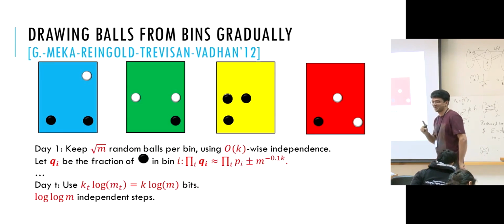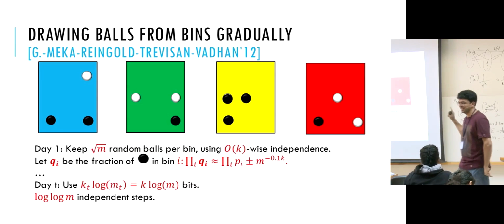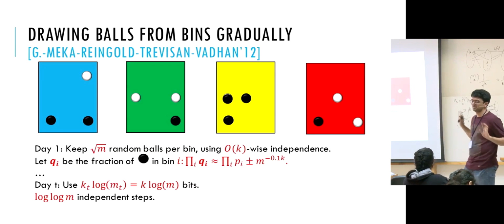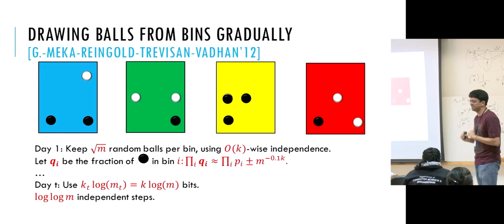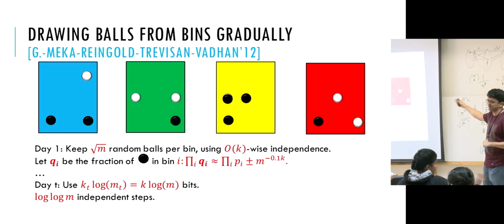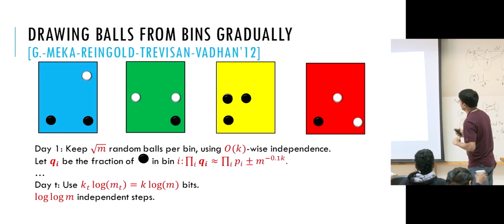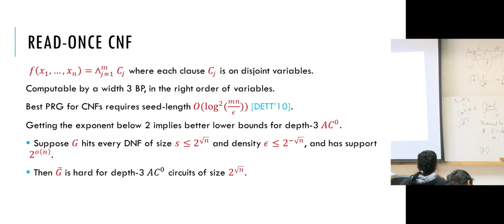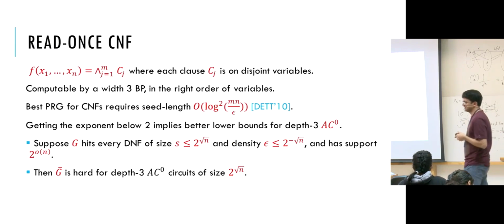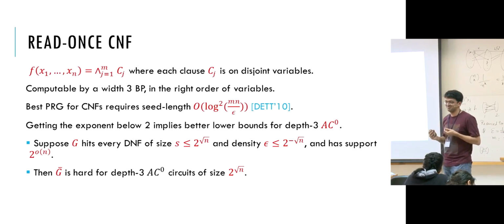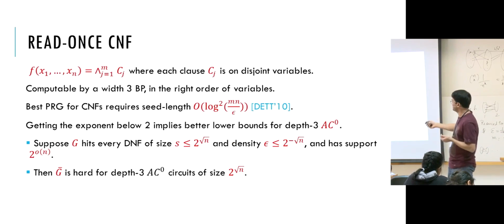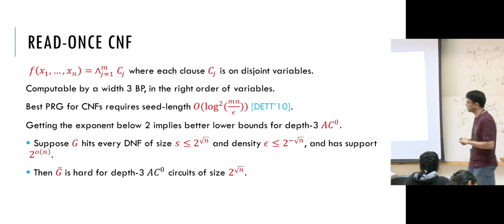I'll tell you one more generator which does something more intelligent than this one. That one I genuinely don't know. If I had to give you a candidate, it would be the generator I'm about to present. Okay, read-once CNF. What is this? We're back in the domain of very limited classes of functions. It's a CNF where each of the clauses is on disjoint variables.